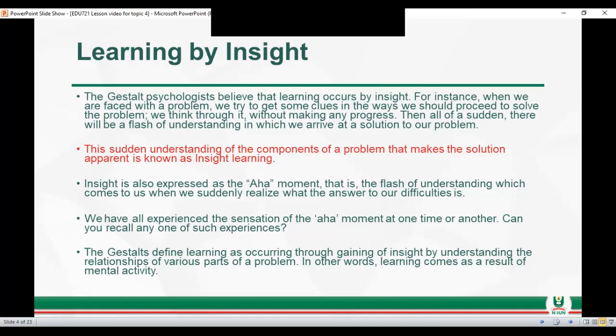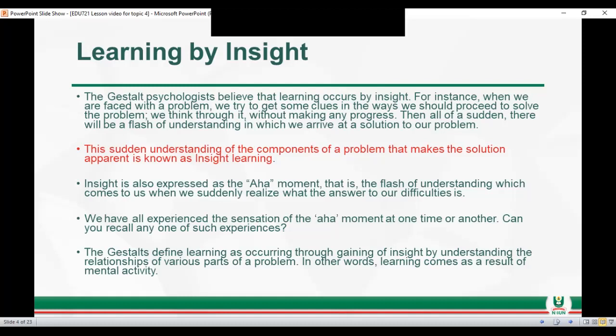Remember I said the Gestalt theory or cognitive theory of learning pays more emphasis on what goes on in the mind of the learner, not the outward behavior. They lay more emphasis on what goes on in the minds of the learner and focus more on mental processes.